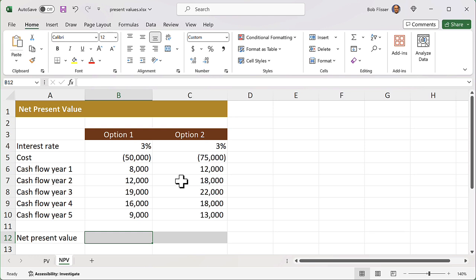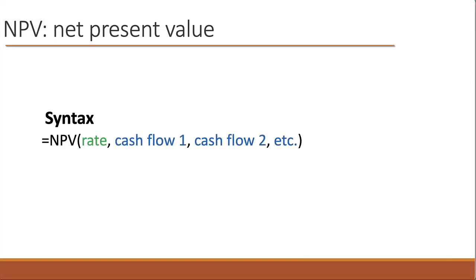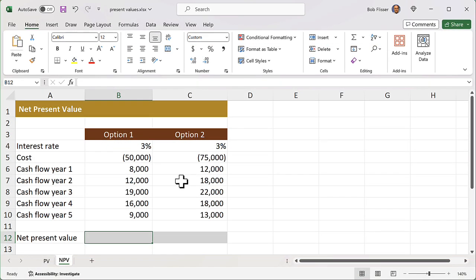So let's look at the syntax. This is a little easier than a regular present value. Simply say equals NPV, and then we put in the interest rate, and then the cash flows: the first one, the second one, the third one, and so on. Typically, the first cash flow is going to be negative because that's the cost. Remember, this is cash flow. It's not necessarily income. Now, in these two examples, we're looking at yearly cash flows, so there's no need to convert the yearly interest rate to monthly.